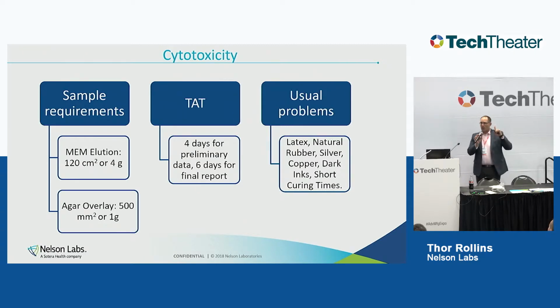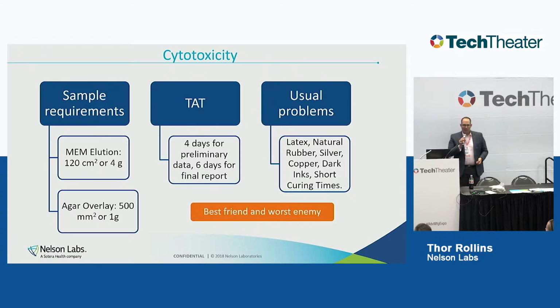But it's also the quickest test we have. At Nelson Labs, you have 4 days to get preliminary results and 6 to 7 days for a final report. Okay, very quick, very inexpensive comparatively. And so this is a great test to run for screening and things like that.